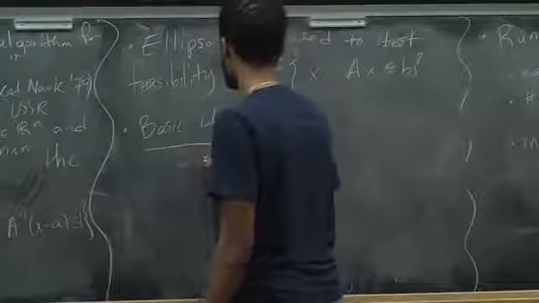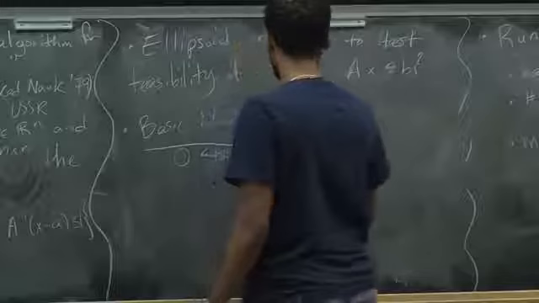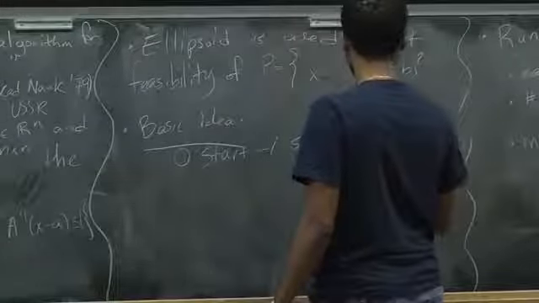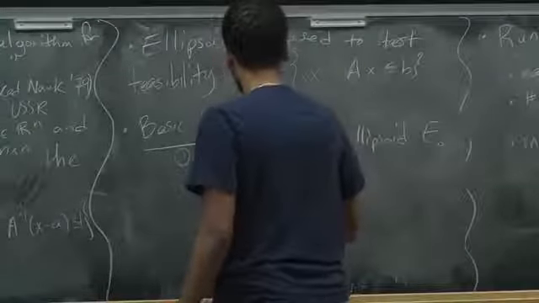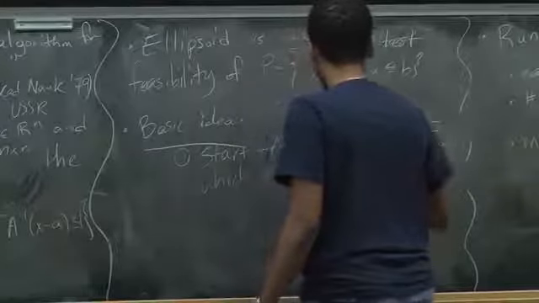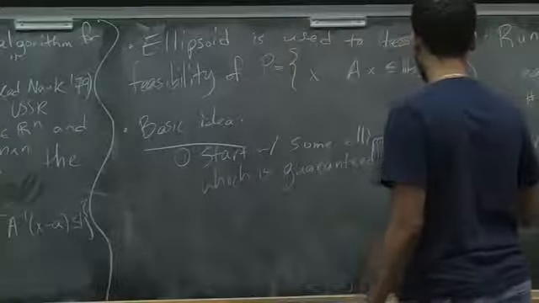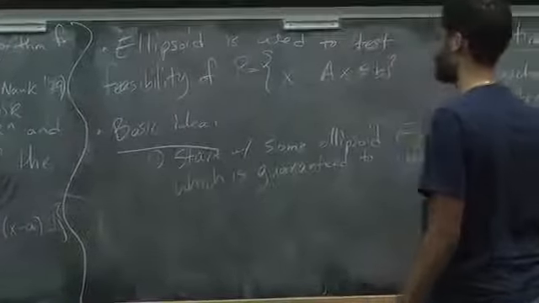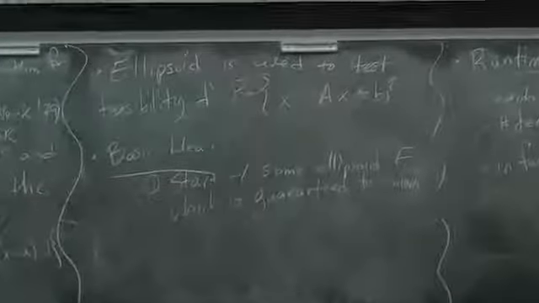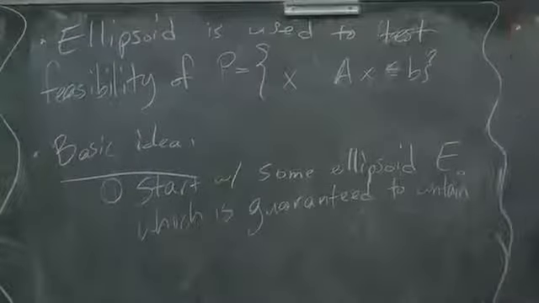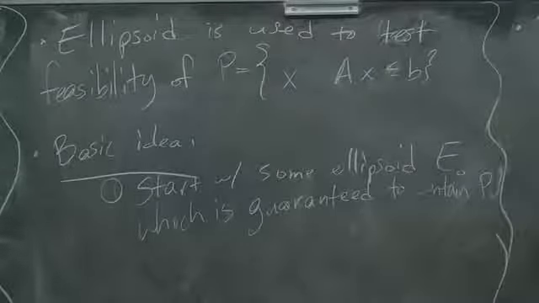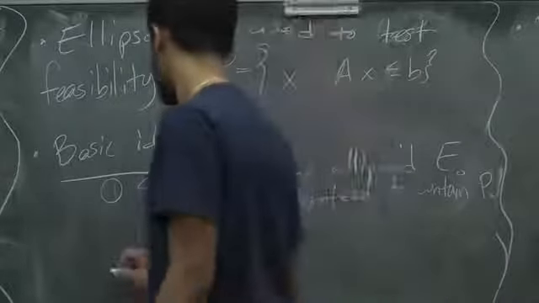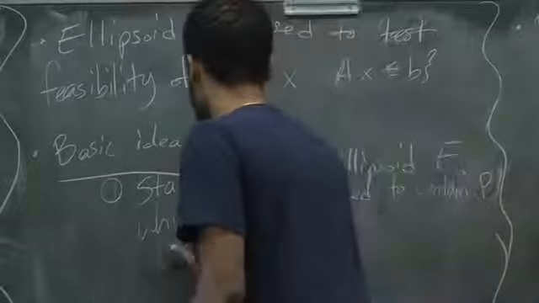One, start with some ellipsoid E naught, which is guaranteed to contain P, if P is bounded, that is.